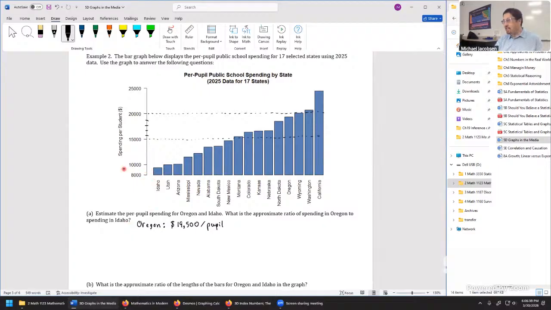And again, these tick marks are kind of vague. This goes from 8,000. So we can say that that's about 9,000 up to 10,000. So our best visual estimate might be that that's about, let's say, 8,500. So going with that, Idaho has spending at about $8,500 per pupil.